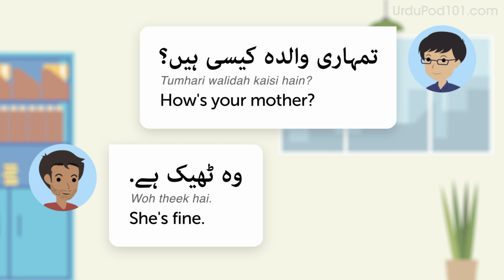First of all, you'll need to learn how to say, How's your mother? That's, तुम्हारी वालिदा कैसी हैं? Listen to it again. तुम्हारी वालिदा कैसी हैं? This Urdu sentence literally means, Your mother how is? But it translates as, How's your mother? In English. Now, how do you answer this question?